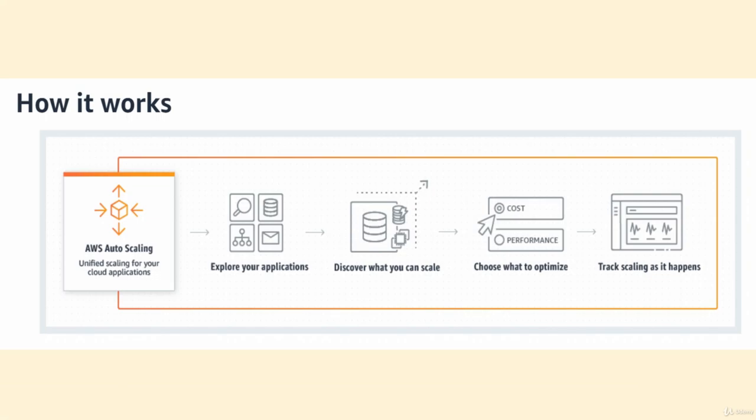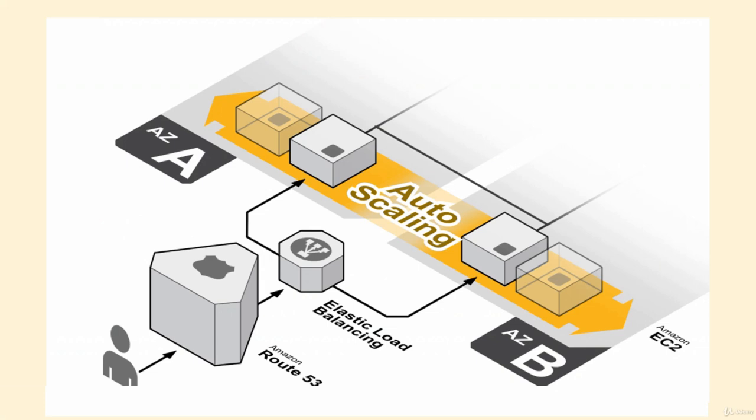So how does it work? We have to create a unified auto scaling model. We can explore our applications and decide which application we need to scale. We choose what to optimize based on cost or performance metrics, and we can track scaling as it happens in real time or with a delay of a few minutes. We can add auto scaling in different availability zones, say availability zones A and B, in different cloud regions on Amazon. Elastic Load Balancing and Route 53 could be used and configured along with auto scaling added to different EC2 or Lambda instances.